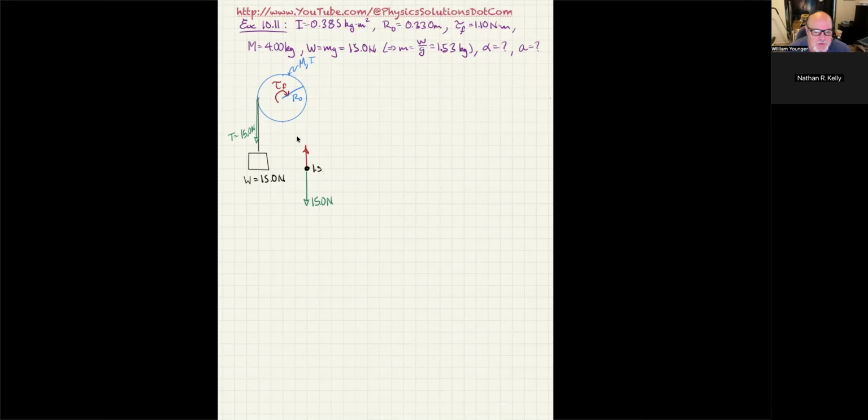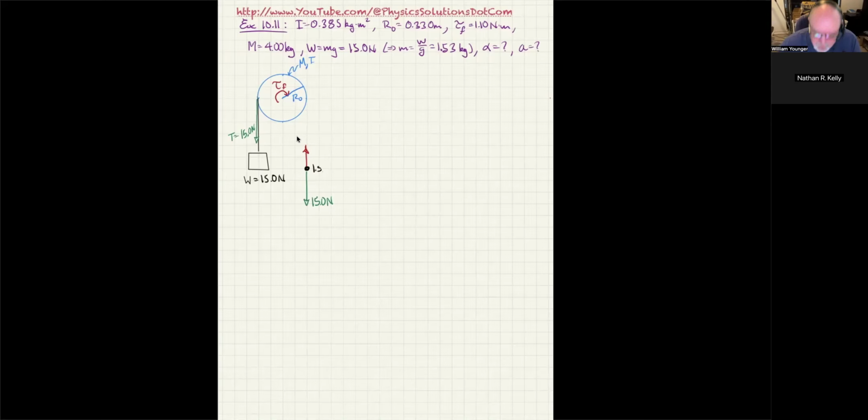Calculate the angular acceleration A of the pulley and the linear acceleration A of the bucket. Angular acceleration should have been alpha, but the book has a typo there. It says calculate the angular acceleration A, but they really mean calculate the angular acceleration alpha of the pulley and the linear acceleration A of the bucket. Assume the same frictional torque, 1.10 Newton meter, acts on the pulley.